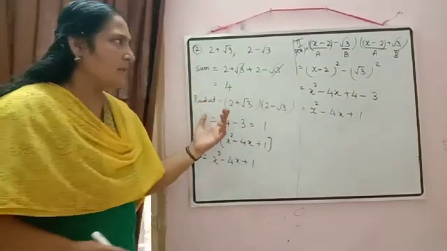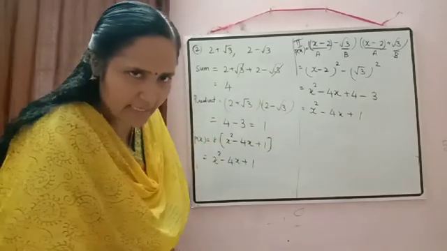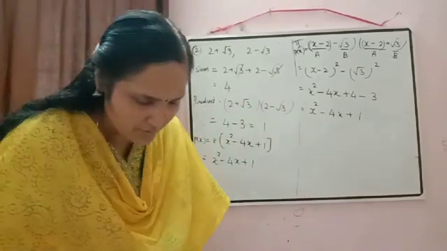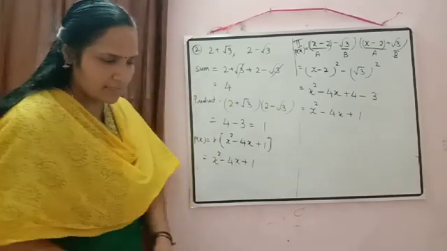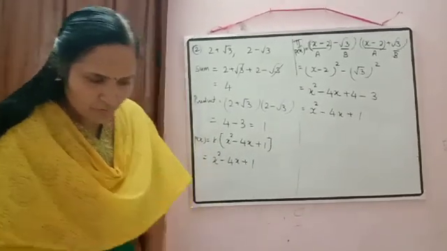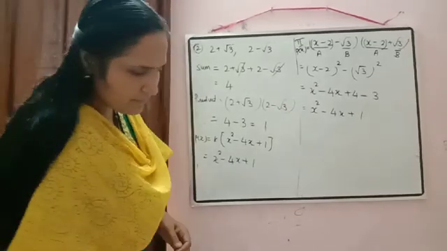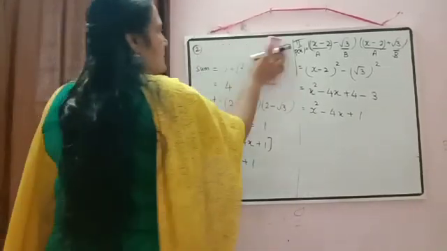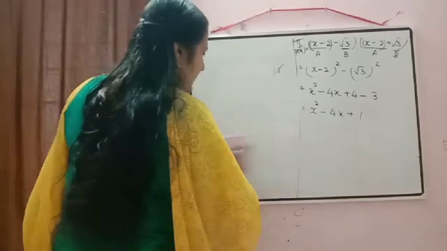So either you can use this method or the other method. Whichever is easy for you, you can use. Write down the next one. The two zeros are root 2 plus 1 and root 2 minus 1. Write down the zeros as root 2 plus 1 and root 2 minus 1.